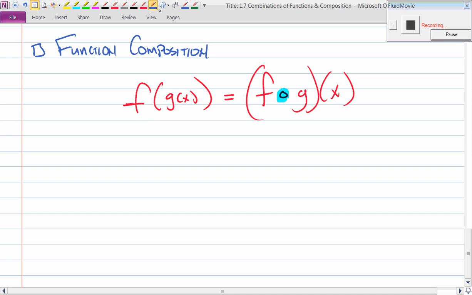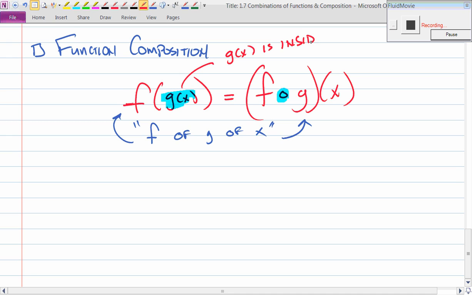The way that we say this is we say f of g of x. That's how you read both of these, all right? And you have to realize that g of x is inside of f of x. So g of x is inside f of x.